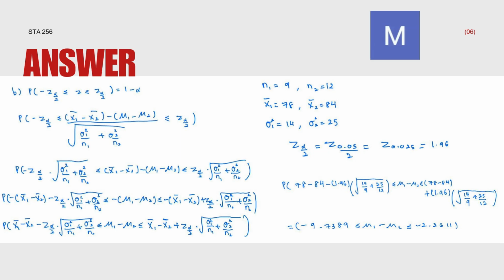For 2b, we need to use x bar 1 minus x bar 2 plus or minus z alpha over 2 times the square root of variance 1 over n1 plus variance 2 over n2. For n1 and n2, variance 1 and variance 2, we have identified earlier. And for x bar 1, it is 78, and x bar 2, it is 84. After we identify the values, we need to put in the values in the distribution. And finally, we will get negative 9.7389 less than or equal to mu1 minus mu2 less than or equal to negative 2.2611.